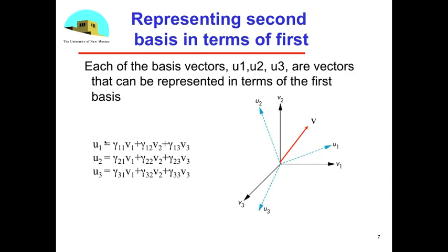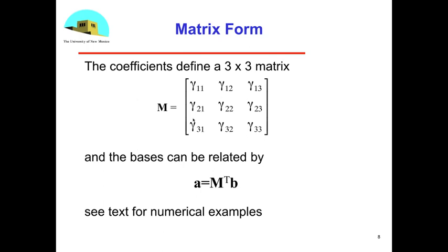So u1, the first basis vector in the second system, has three constants I'll call gamma 1,1, because it's going to refer to the first basis vector, times v1, gamma 1,2, v2, gamma 1,3, v3. Likewise for the second one, it has a representation in terms of v1, v2, v3, and likewise so does u3. Well, that's going to define a 3 by 3 matrix with these 9 coefficients in it, which I'll call just M here.